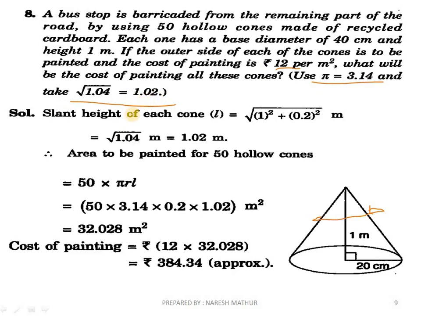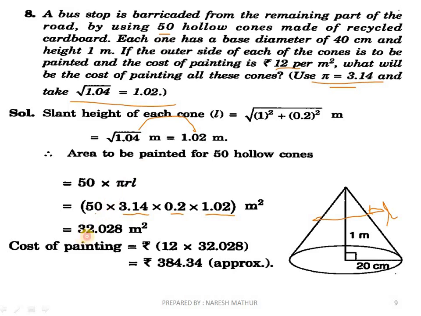Let's see where it will help us. First we need to find the slant height, because the formula is pi r l, and for applying the formula we require the slant height. For finding slant height, perpendicular square plus base square gives us 1.04. We are already given the square root of 1.04 equals 1.02 meter, that will be the l. We need to use pi as 3.14, so we apply 3.14 into 0.2, that is the radius, and l is the slant height, 1.02.